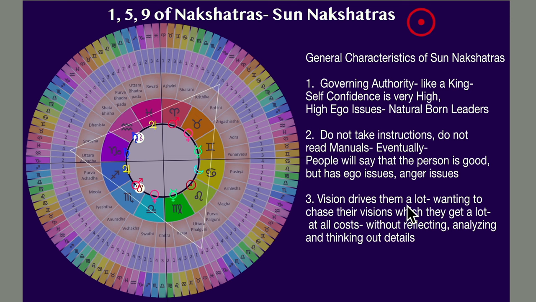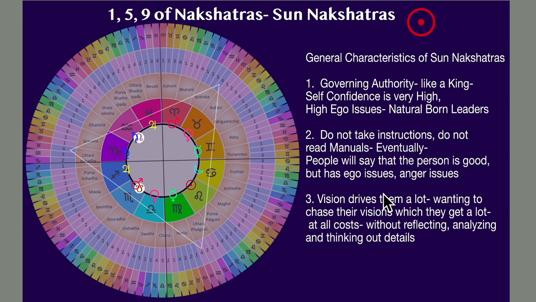Vision drives them a lot. They are wanting to chase their visions, which they get a lot, at all costs, without reflecting, analyzing and thinking out details. Think about this for a second. This is the problem with Sun Nakshatras in general. Have a lot of vision, no follow through, no going into details. This is what these people must learn to avoid.